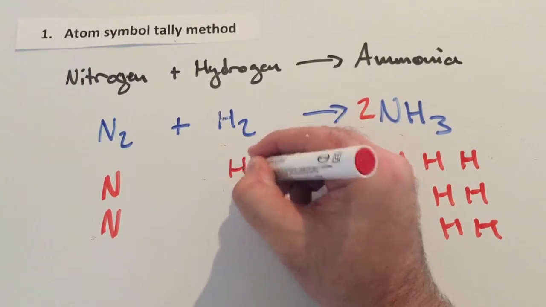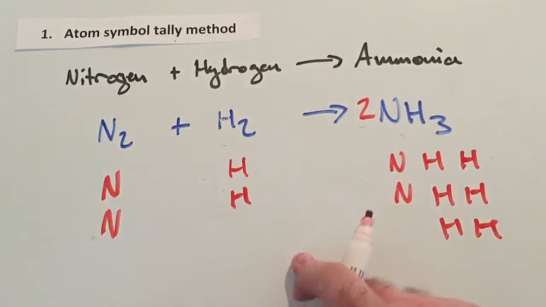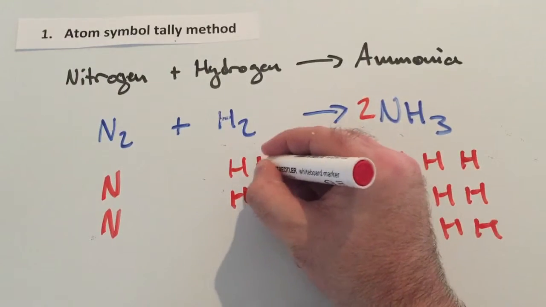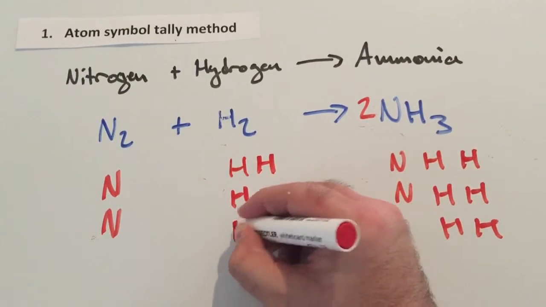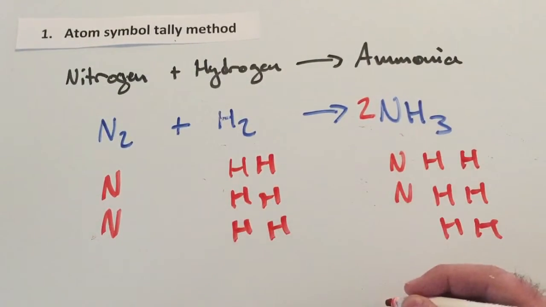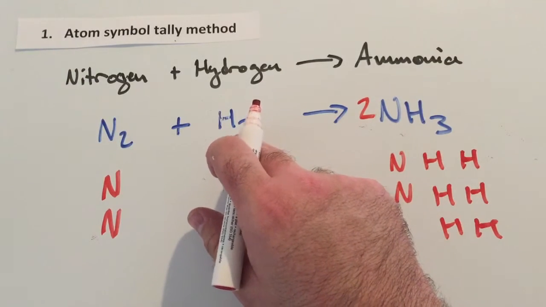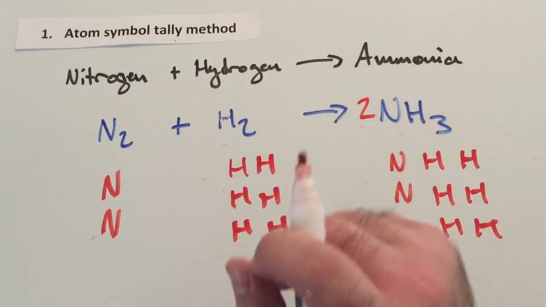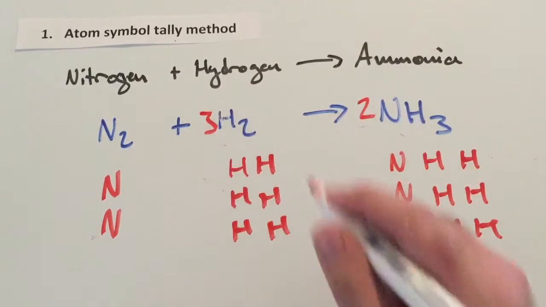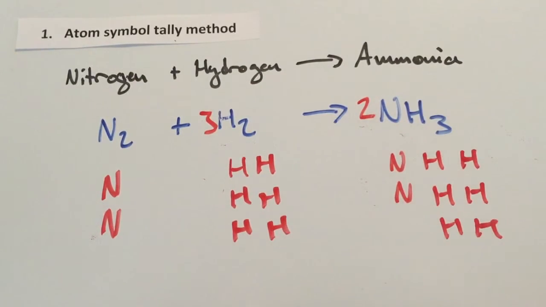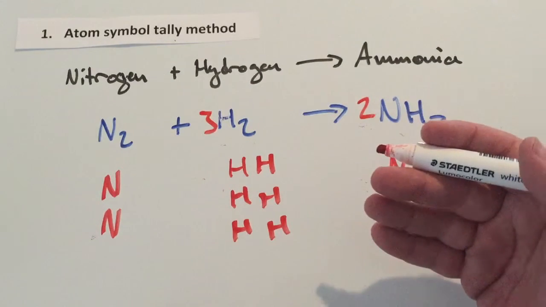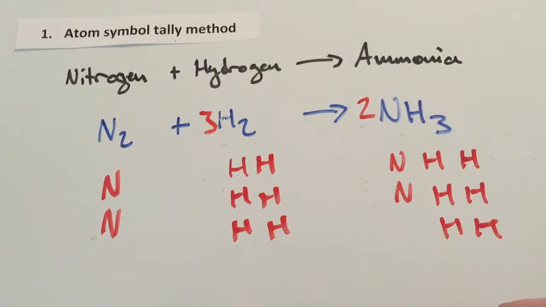And we only have the 2 to start with, but we need 6. So we need to have another 2 pairs of those. So we need to go from 2 to 6, and that's pretty simple. We just need to have 3 of those now, and now we have a balanced equation. And that is all there is to the steps of the atom symbol tally method. It's one of the most simple ways of doing it, and it's a really good starting point if you're struggling with balancing chemical equations.